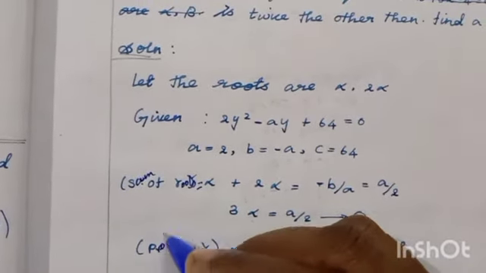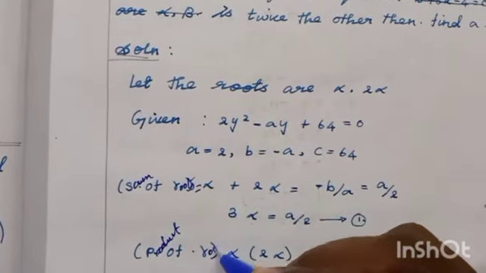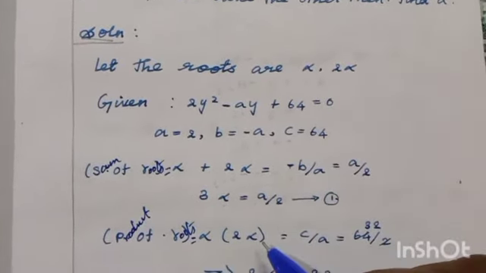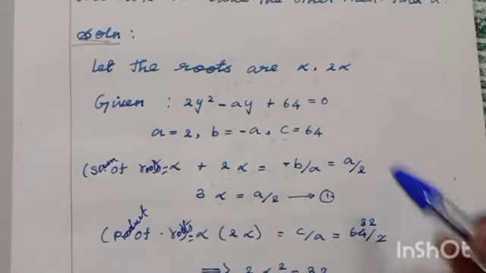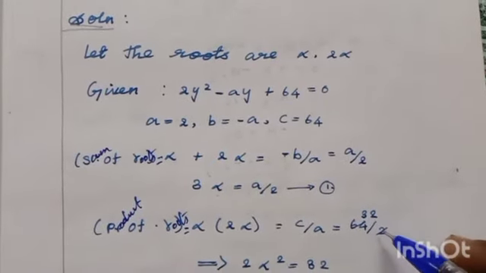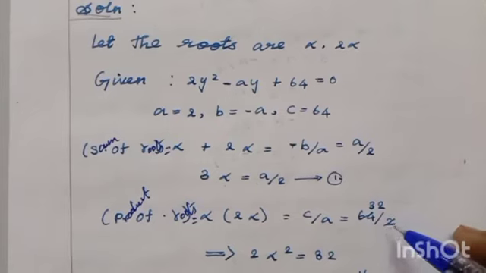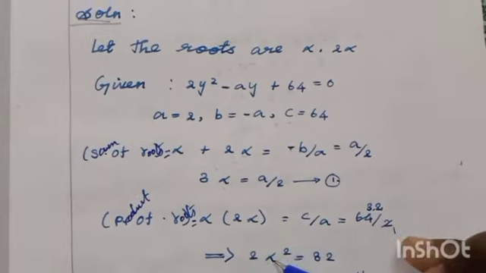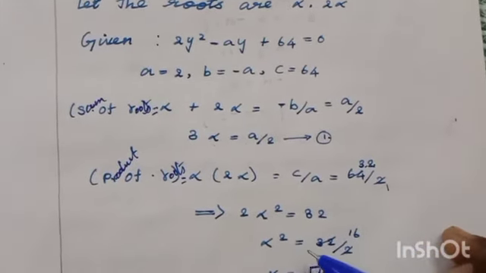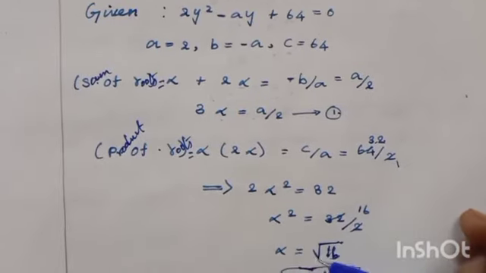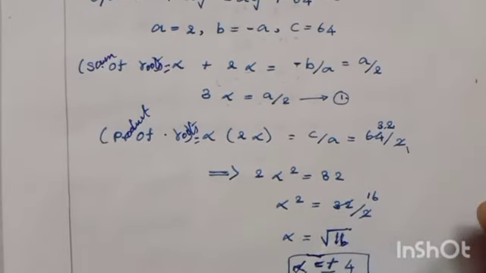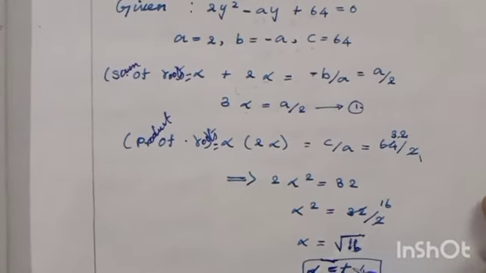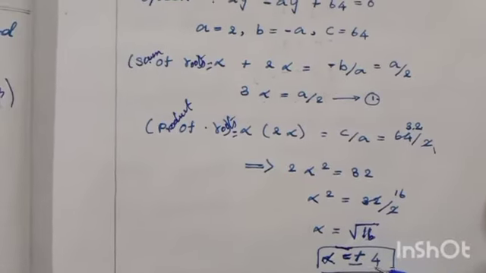Next, the product. Product of roots is equal to alpha into 2 alpha, which is equal to c by a. C value is 64, a value is 2, so 64 by 2, you have to cancel. 1, 2 is 2, it is 32 times. So alpha into 2 alpha, 2 alpha square is equal to 32. So alpha square is equal to 32 by 2, that is 16. Alpha is equal to root 16, that is equal to plus or minus 4.